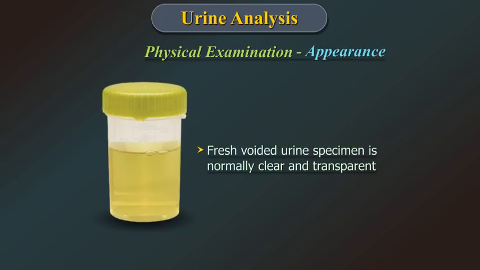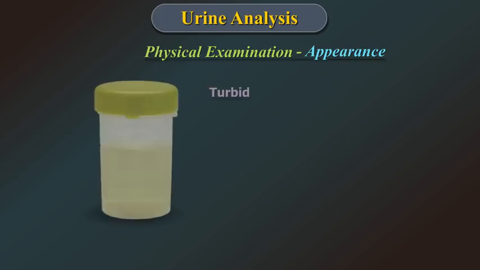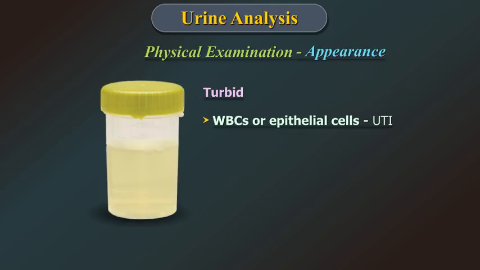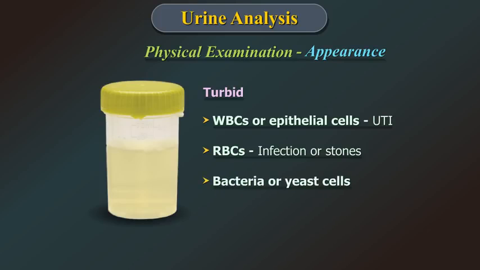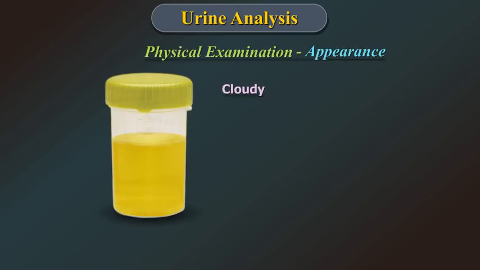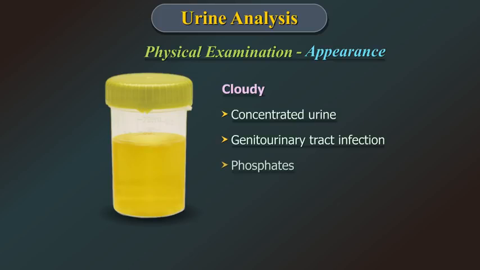Appearance. Freshly voided urine specimen is normally clear and transparent. It may be turbid due to white blood cells or epithelial cells that occur due to urinary tract infection, red blood cells due to infection or stones, high number of bacterial cells or yeast cells, amorphous urates in case of gout and leukemia. A cloudy urine could be due to concentrated urine, genitourinary tract infection, phosphates, urates, or uric acid.